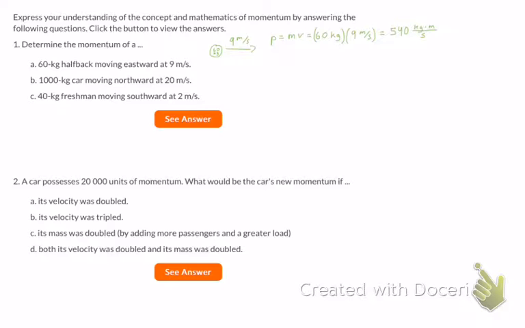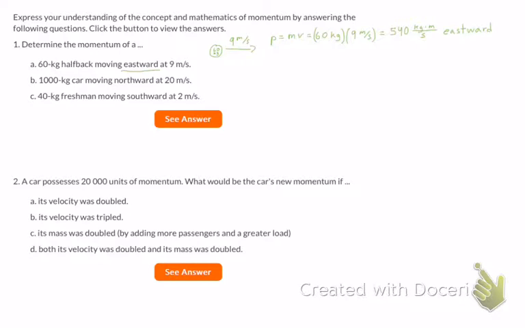And what direction does our momentum go in? Well, our momentum goes in the same direction as our velocity. So our velocity here is going eastward. I'll underline it. Therefore, our momentum is going eastward. Remember, momentum is a vector quantity. Alright, we could try the next one.